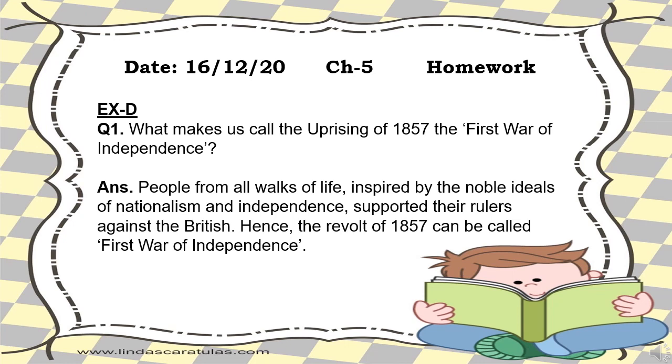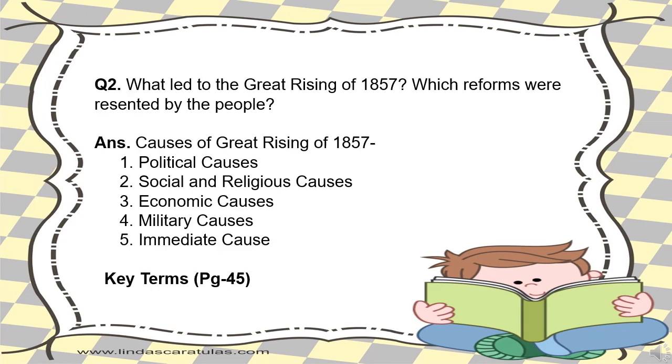Okay, now the next question you have to do is question number 2. What led to the Great Rising of 1857, which reformers were resented by the people? Answer is, the causes of the Great Rising of 1857. Number 1, political causes. Number 2, social and religious causes. Number 3, economic causes. Number 4, military causes. And number 5 is immediate cause.